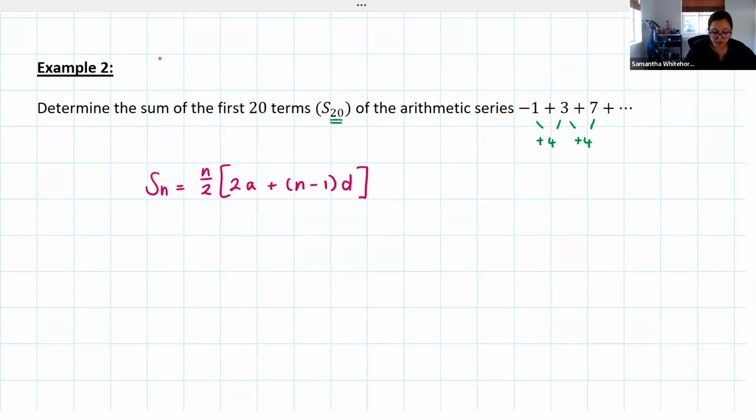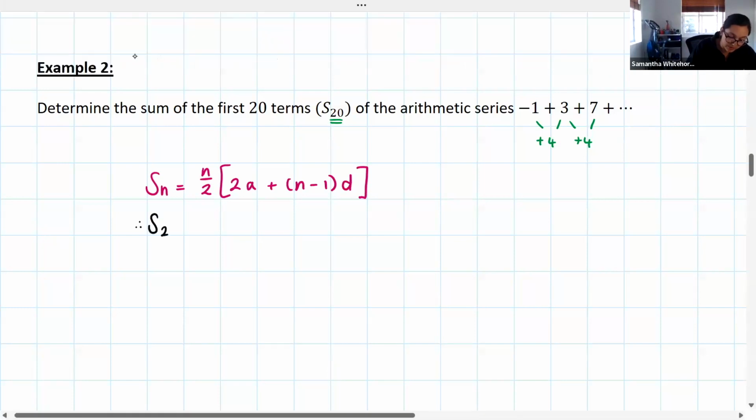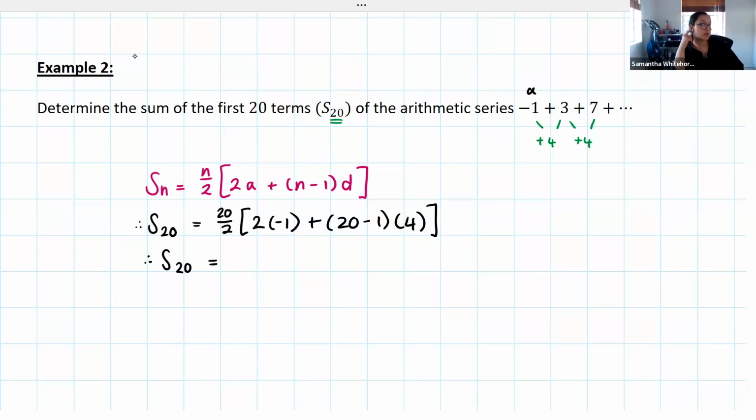Okay, so it's on the formula sheet, use it. You don't have to write down the formula, you can just go straight into the substitution, which is what we're now going to do. So we want the sum of the first 20, so n is equal to 20 over 2. My a term, remember, is the first term of my series, so that's -1, plus 20 minus 1, and we've just worked out that our constant difference is 4. Once you have it, you chuck it in your calculator, and you get what the sum is.